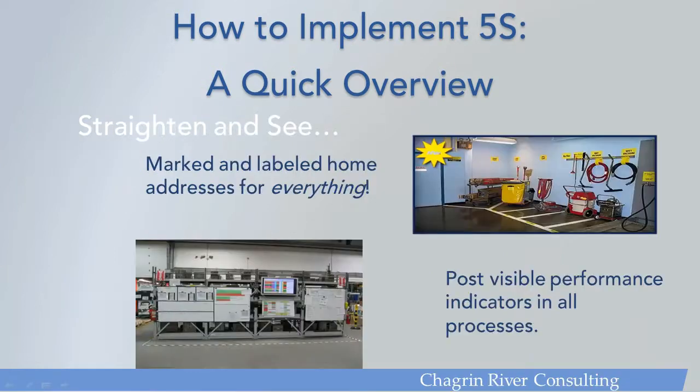After the sort and shine, we're going to do straighten and see. Now, essentially, that means finding a place for everything and then marking and labeling that place so that everything is going to have its own address, just as you see in the example here. The other thing we're going to do in straighten and see is make sure that we've got visible performance indicators posted for all of our processes.